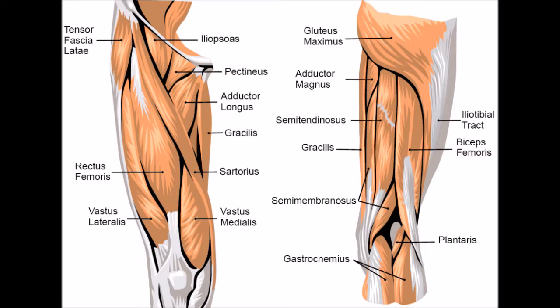Anterior muscles of the knee joint include the rectus femoris, vastus intermedius, vastus lateralis, and vastus medialis. Together, these muscles make up what's called the quadriceps. On the posterior aspect of the knee joint is the biceps femoris, popliteus, semimembranosus, and semitendinosus. Together, these make up the hamstrings.